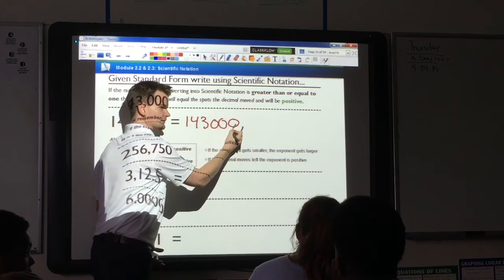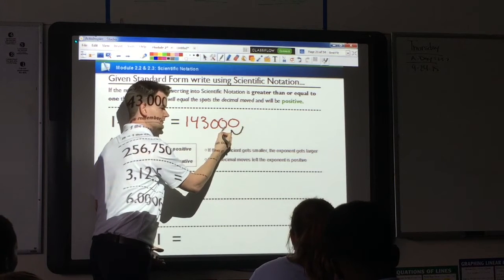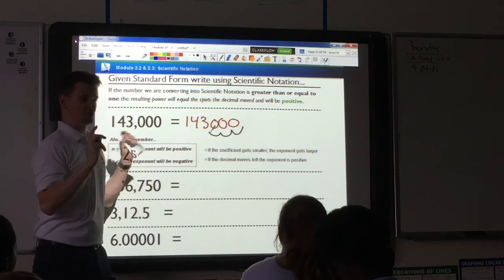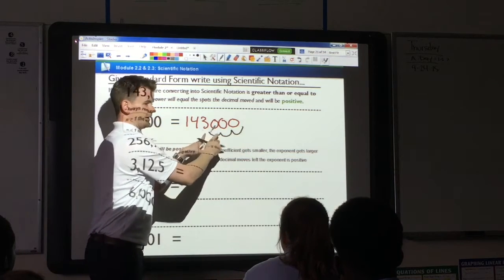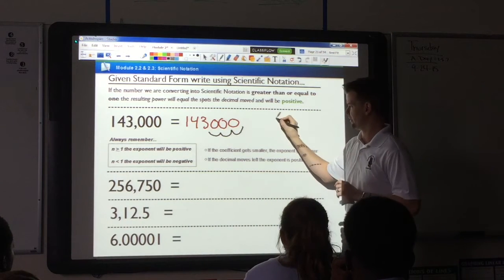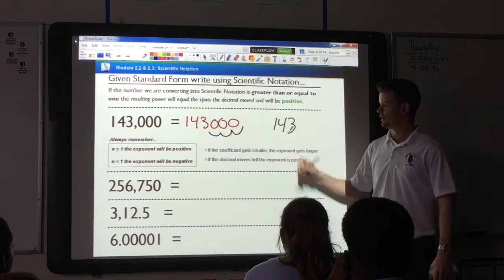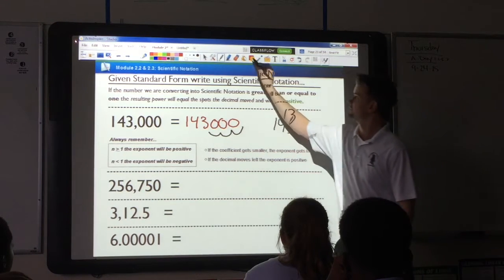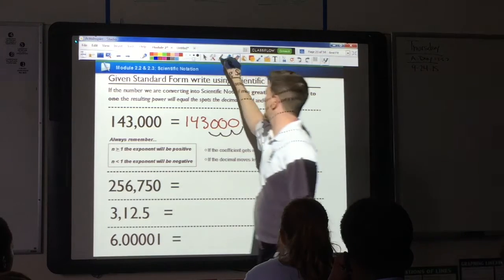Am I going to stop here? No. What about right there? No. Here, right? Let's just see. Don't write this. Right now, just stop there. If I were to stop here, my coefficient would be 143. Isn't that greater than 10? Yeah. So I can't have that. That's not going to work. I have to keep on going.